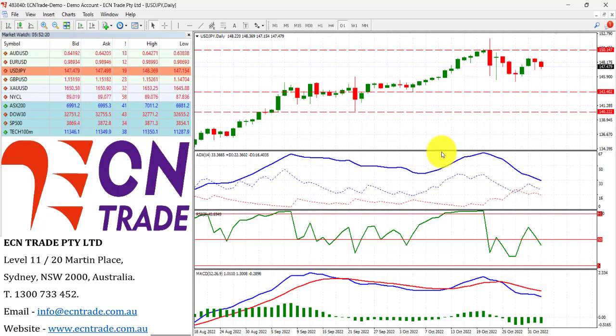148 into the lows of 147 and still very much on the cards to take the challenge, I believe, to the broader case of 143 with immediate target around 146.